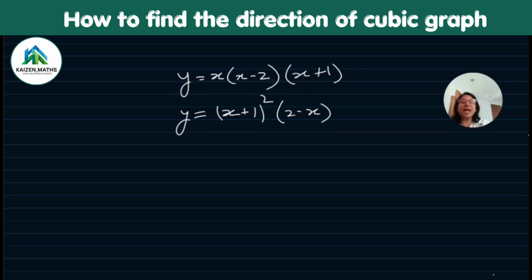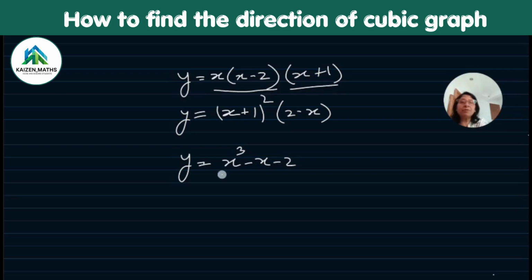So here we have the first equation. The first equation is y is equal to x into x minus 2 and x plus 1. First we will find out what our function is. Our function is cubic. If you multiply this and this, you will get x cube, right? x minus 2, right? And this is our final equation.